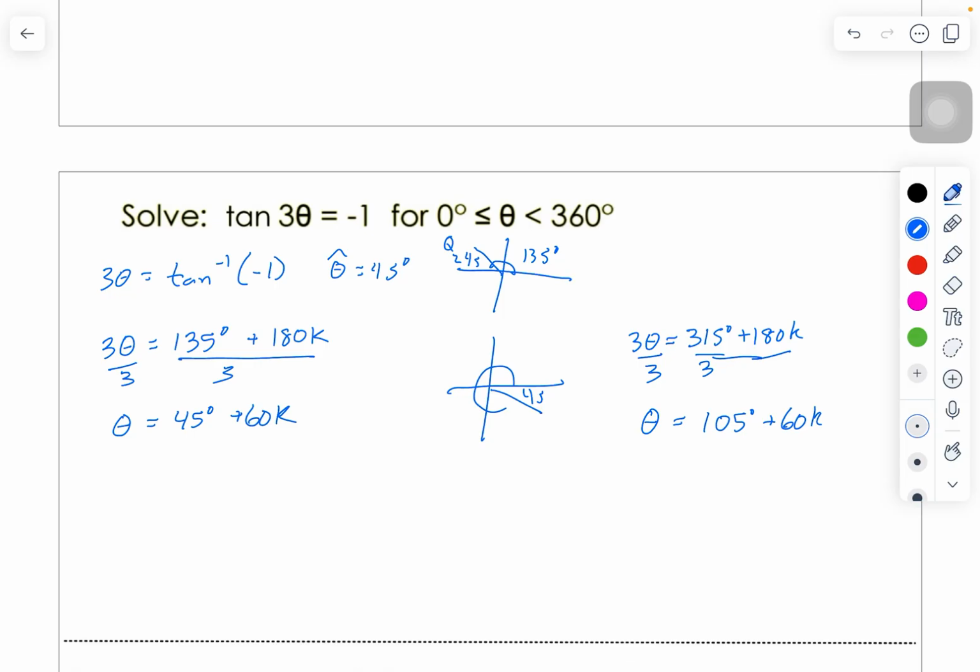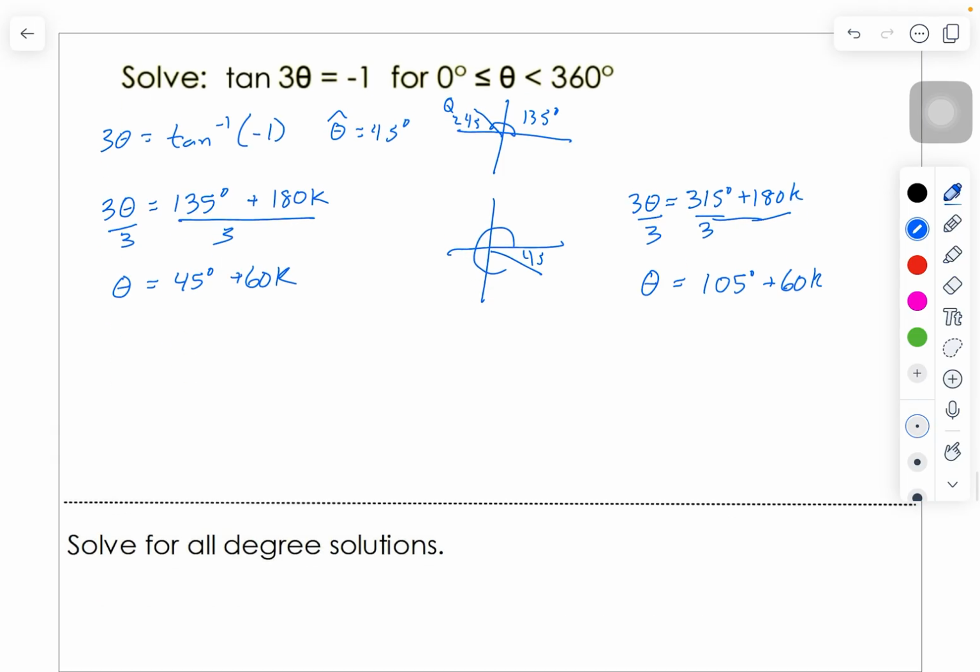Now, this would really be all the solutions when I'm adding the plus 60 and when I'm adding the plus 60. 45 and 105 would be my 2 solutions. And that's because of tangent being negative in that quadrant.